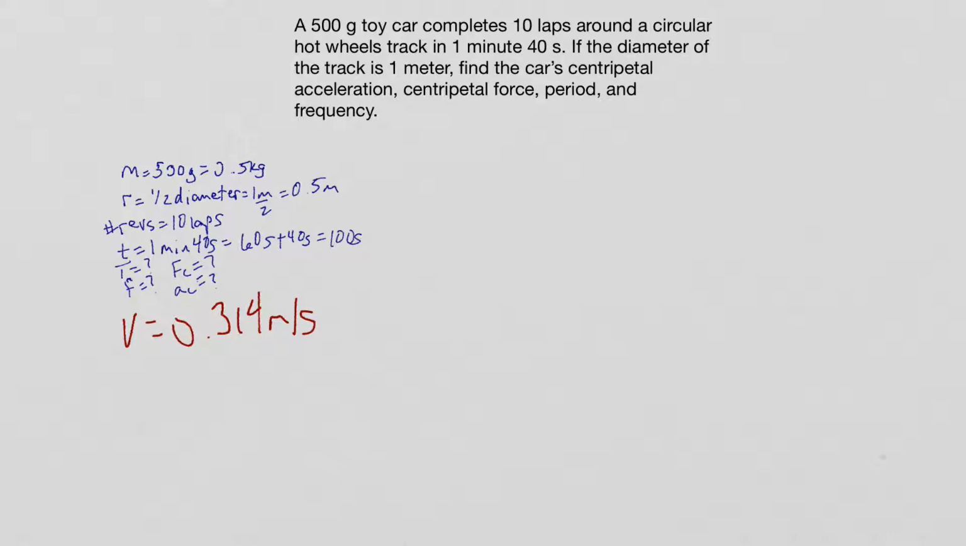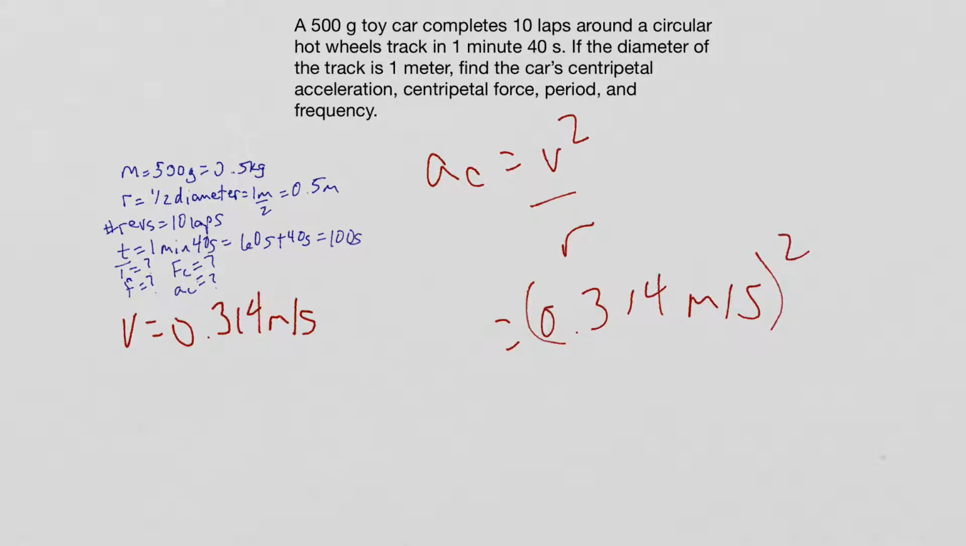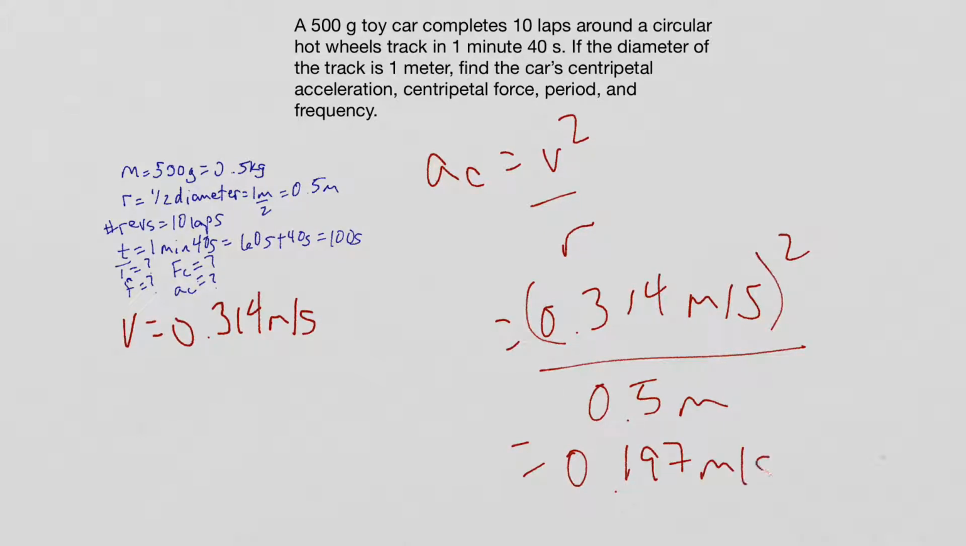Then we can use that speed in order to find the centripetal acceleration. That equation is just the centripetal acceleration is equal to v squared over r. And v is 0.314 meters per second, and we square that quantity, divided by r, which is 0.5 meters. And we get 0.197 meters per second squared.